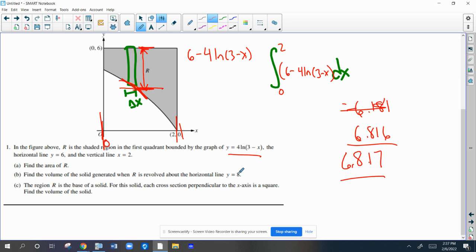So as we talk more about volume, you can look at the next video, which will be the same question, but part B, where we're going to do the volume when we're revolving this around a certain line.